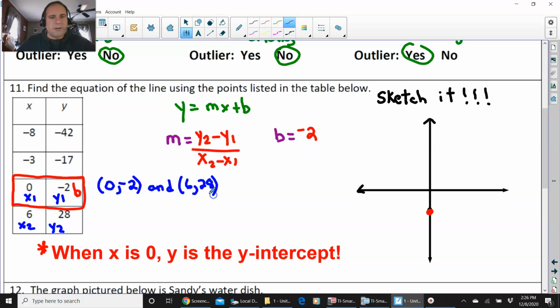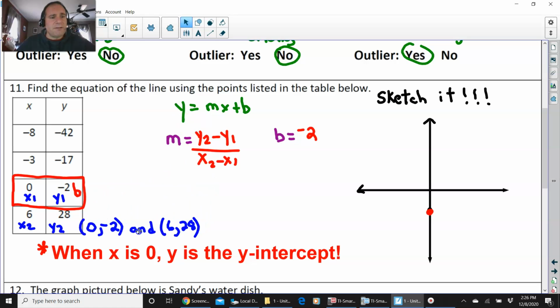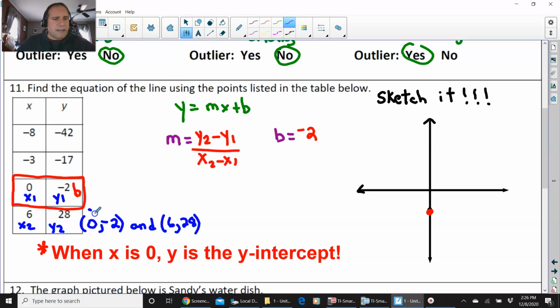And by the way, you could use any points that you want. I want to stay away from the negatives. Even with the calculator, I'm staying away from the negatives. So if you want to rewrite them like that, then that's fine. And you could go x1, y1, x2, y2. I don't bother. I just put my labels directly on the table itself.